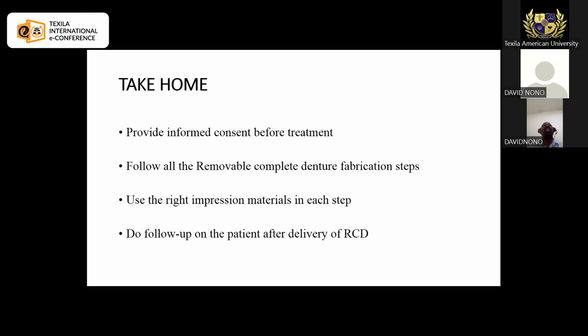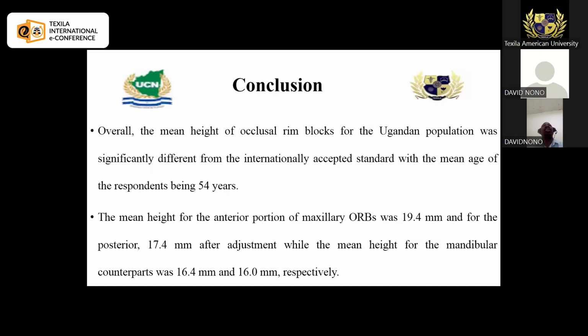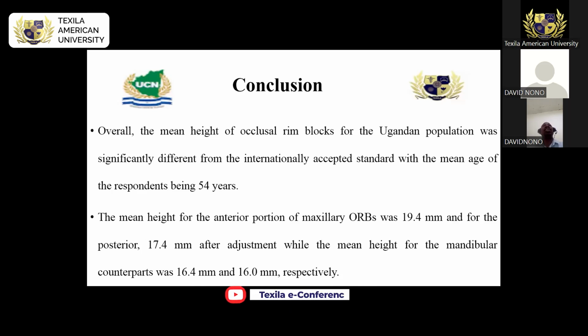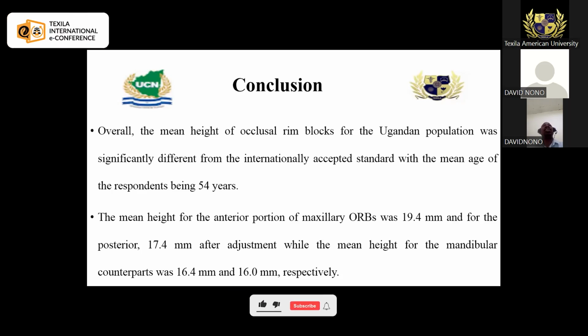The conclusion is that overall, the height of this ORB was significantly different from the international standard, with our mean age of 54. And these are the heights I now want Ugandans to use: 19.4 for upper anterior instead of 22, and 17.4 for posterior instead of 20. Then for lower, we should be using 16.4 for anterior instead of 18, and 16 for posterior instead of 18.